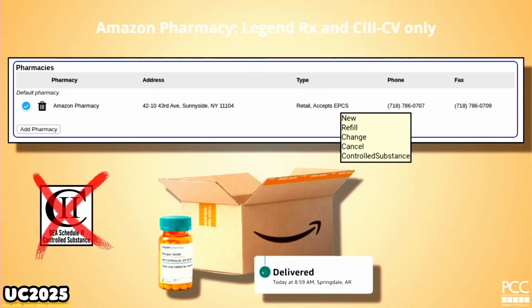We are almost done. This is just a funny one. You can't send C2s to Amazon. You might want to. Everybody's sending stuff to Jeff Bezos, but you can't send C2s, and it won't tell you that. It'll say EPCS, but it means the 3 through 5s. You can't do the C2s there. So we have on our wish list to just warn you about that.